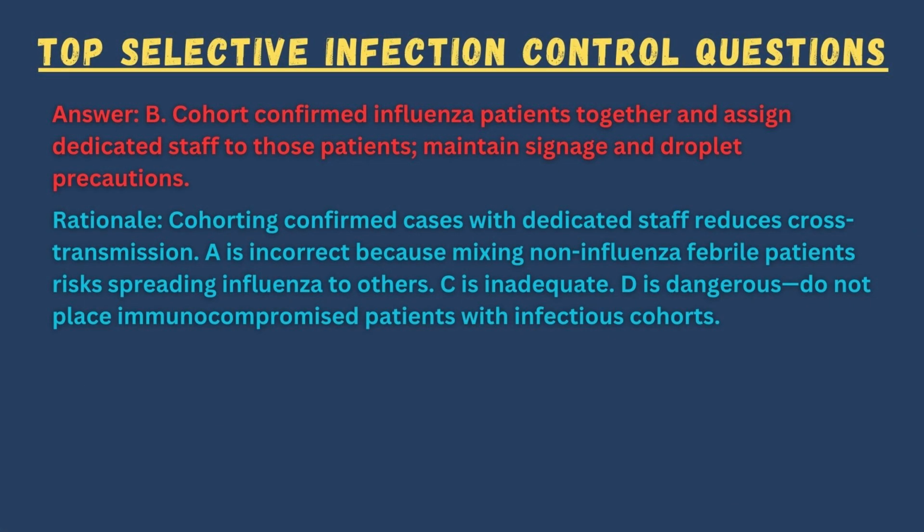Answer. B. Cohort confirmed influenza patients together and assign dedicated staff to those patients. Maintain signage and droplet precautions. Rationale. Cohorting confirmed cases with dedicated staff reduces cross-transmission. A is incorrect because mixing non-influenza febrile patients risks spreading influenza to others. C is inadequate. D is dangerous. Do not place immunocompromised patients with infectious cohorts.